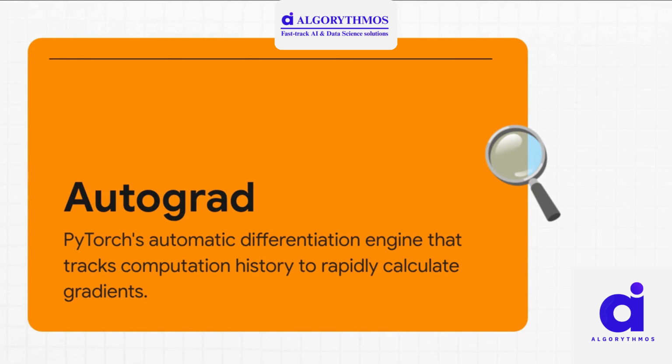All right, now for the part that feels like actual magic. Autograd. This is PyTorch's automatic differentiation engine. As you run calculations on your tensors, Autograd is in the background, keeping a little diary. It's tracking the history of every single operation. And why does it do that? So it can automatically calculate something called gradients. A gradient is basically just the answer to the question, if I tweak this knob, how does my final error change? It's the key to learning.